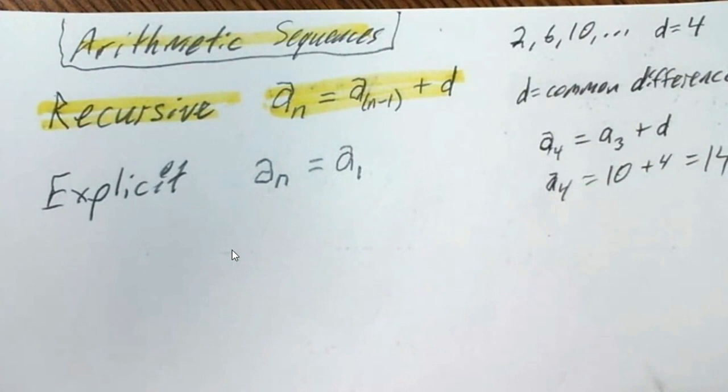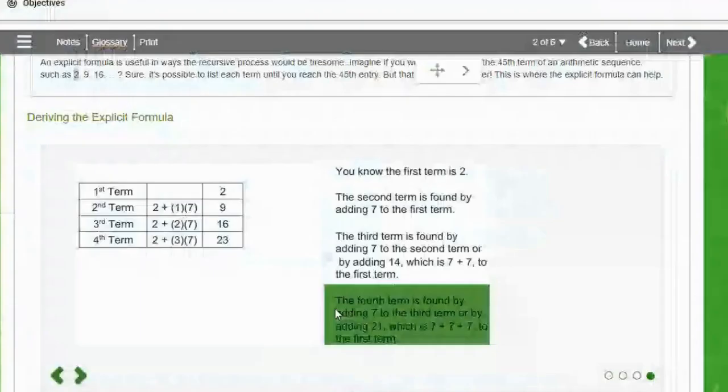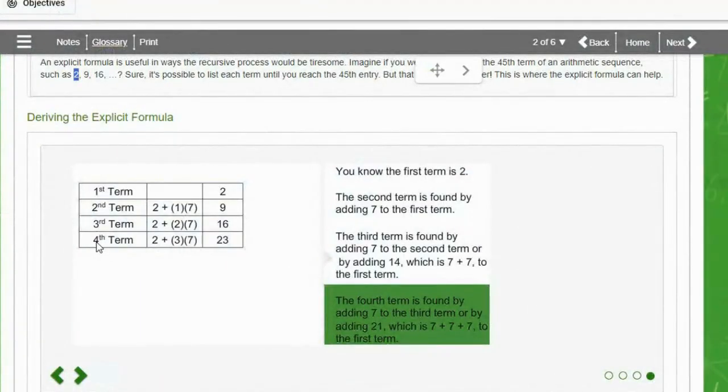and what I was doing on that sequence is I was adding the common difference a number of times. How many times was I doing it? Well, like for the fourth term, I added the common difference 3 times. 7, 7, 7, which means 3 times 7. So this number that I multiplied the 7 by was always 1 less than whichever term I was looking for. The second term, I multiplied it 1 time. The third term, 2 times. The fourth term, 3 times. The fifth term, 4 times.